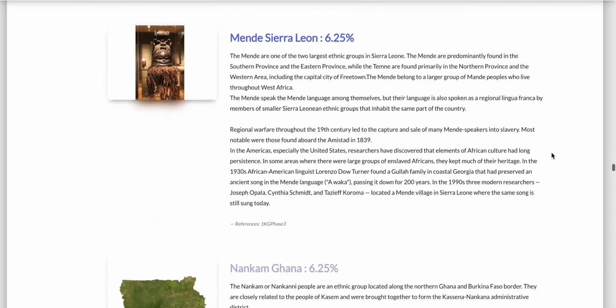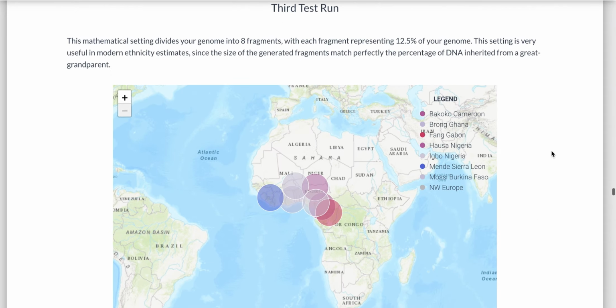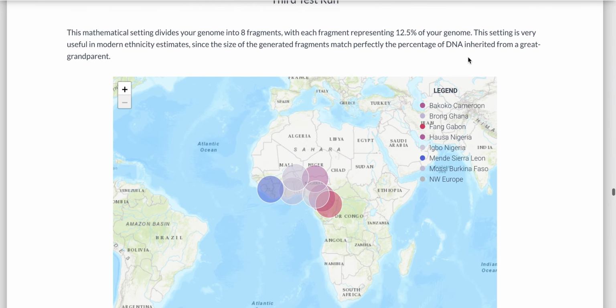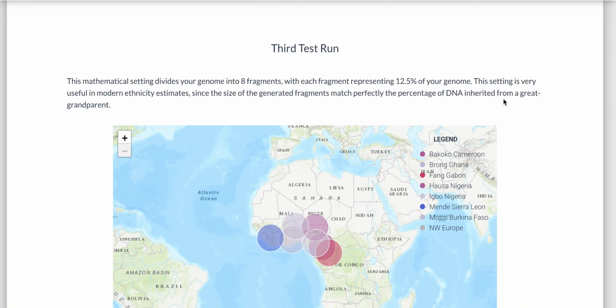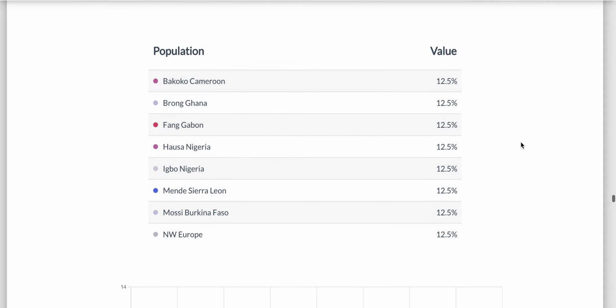Let's keep going. Let's go to the next fragment, which will be the third test run of 8 fragments, and each of those breakdowns is 12.5% of your genome, of my genome. And that would be the grandparents. Okay. So Bakoko, Cameroon, Brong, Ghana, Fang, Gabon, Hausa, Nigeria, Igbo, Nigeria, Mende, Sierra Leone, Mossi, Burkina Faso, and Northwest Europe. So that is very interesting. Majority, again, West Africa, and 1 Northwest Europe.